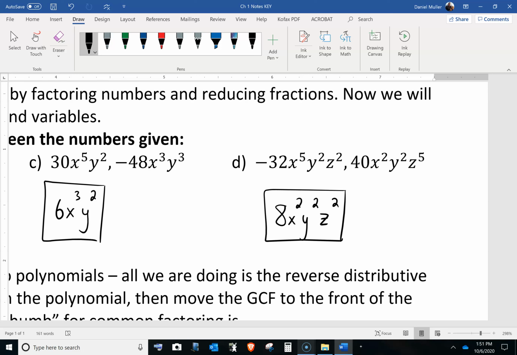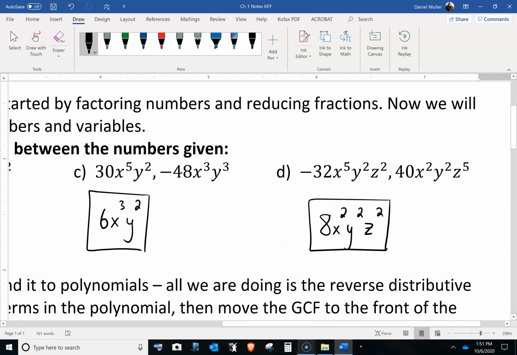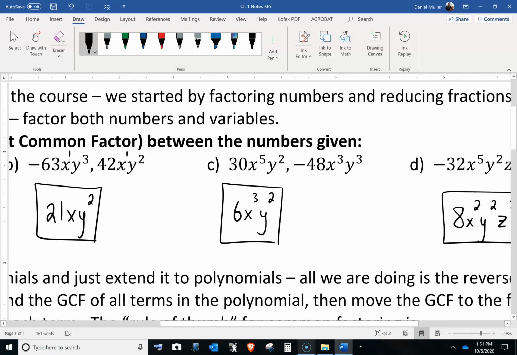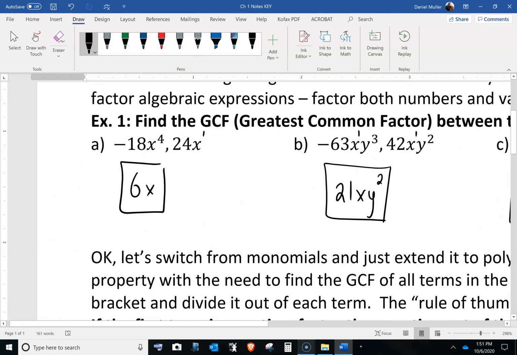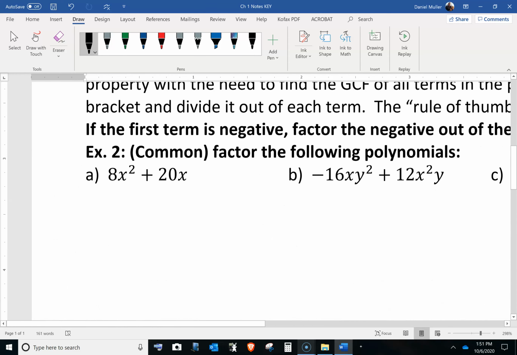Now, there are some things to think about with negatives. When we actually do this, if the very first term has a negative, we'll actually factor a negative out. But for all of these ones, they're not a polynomial. They're just two different terms separated by a comma. But when things have plus and minus signs in between, if the first one has a negative, we'll actually divide them both by a negative.